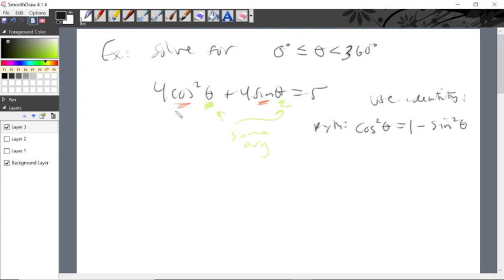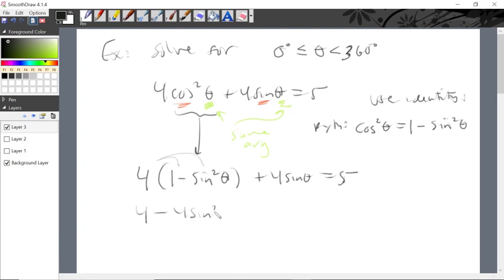Substituting then into this equation for cosine squared of theta, okay, we get 4 times the quantity 1 minus sine squared theta. Then plus 4 sine theta is equal to 5. Now we have the same trigonometric function and the same argument. Okay, so now we're going to apply an algebraic technique to this. I'm going to start by expanding. It's distributing the 4. So 4 minus 4 sine squared theta, and then plus 4 sine theta, and then equals 5.